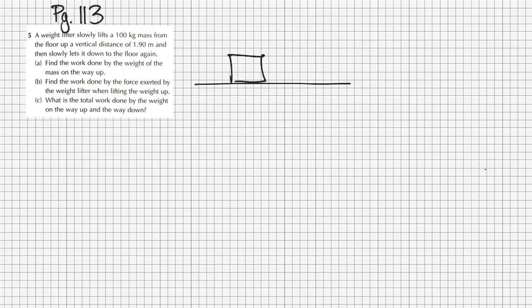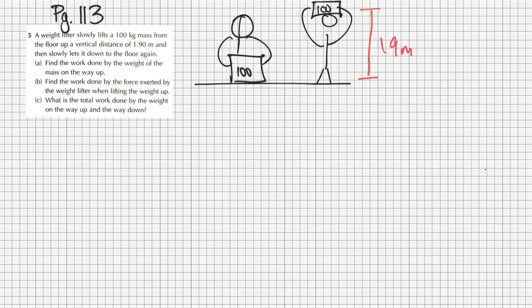So we have our object that is 100 kilograms. And then we're going to have our weightlifter that is going to lift on either side. So it's going to start there. And then our weightlifter will have our object up above his head. And 100 kilograms there. And we've moved 1.9 meters.